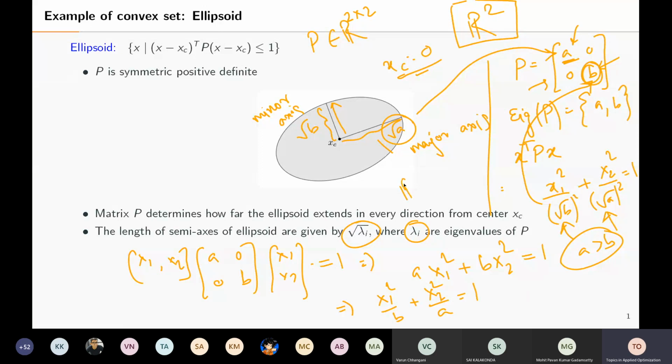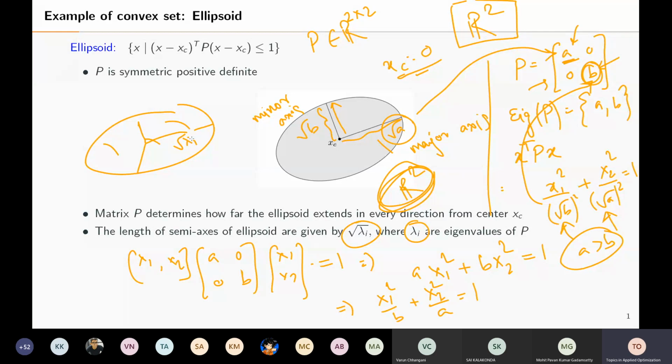Remember that we are talking about R2 here. So R2 is two-dimensional, right? But an ellipsoid can be multi-dimensional. I don't know how to draw this, but let us say this is 3D, right? So you will have three axes, and how much you stretch in one of these directions will depend on lambda i: lambda 1, lambda 2, lambda 3, and so on.